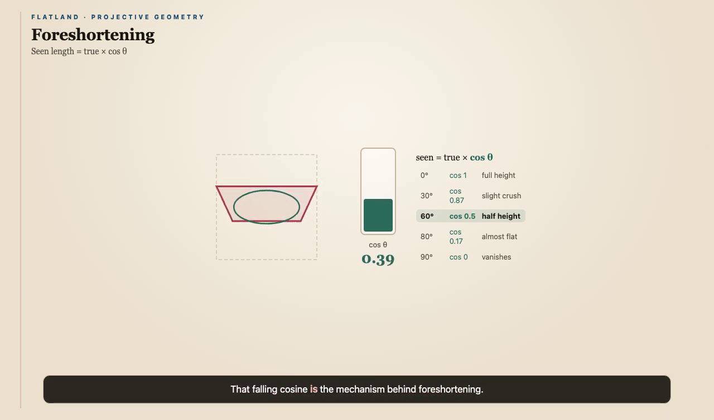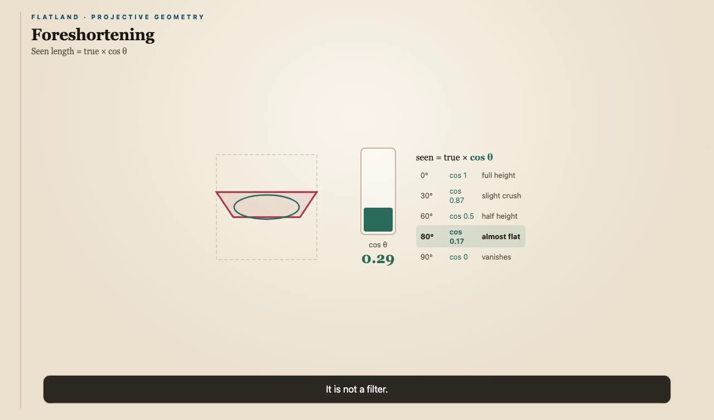That falling cosine is the mechanism behind foreshortening. It is not a filter. It is not a style choice. It is trigonometry applied to the component of a length that faces the eye.